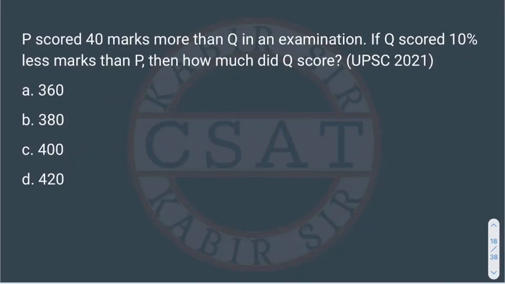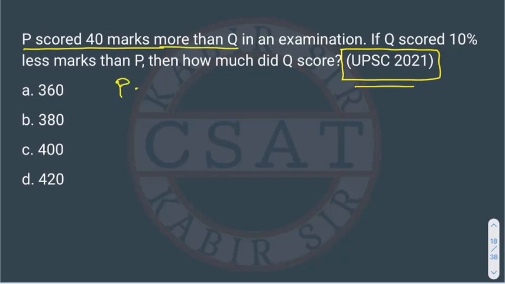So now this is again a question from percentage asked in UPSC 2021 CSAT exam, right. So what is the question? P scored 40 marks more than Q, right, in an examination. If Q scored 10% less marks than P, so how much Q scored?